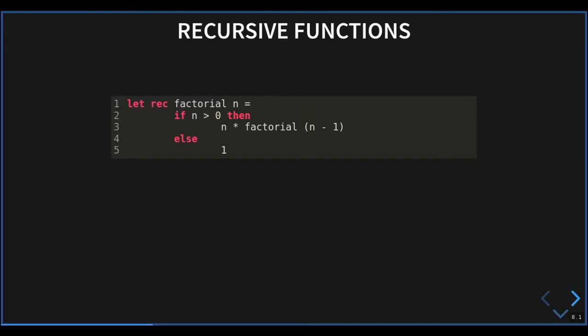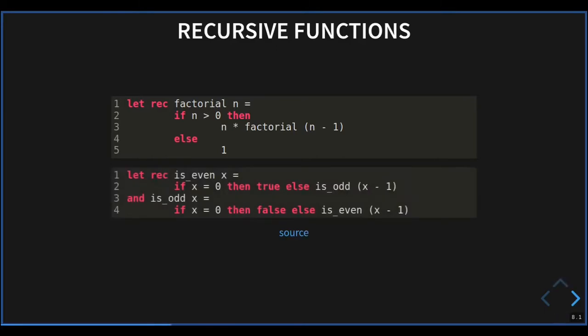We can also define recursive functions. This is done using the special let rec notation. And this is a function that just calls itself. And in this case, we have a function calculating the factorial. And it calls itself while the argument is greater than 0. And here is a somewhat more complicated example.